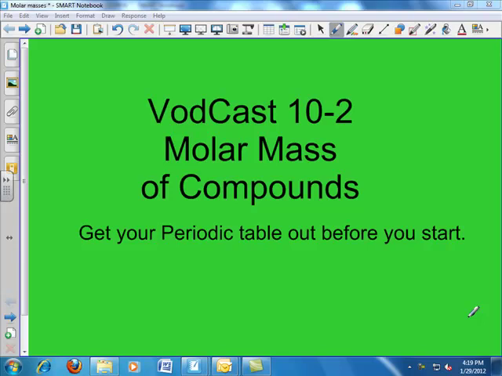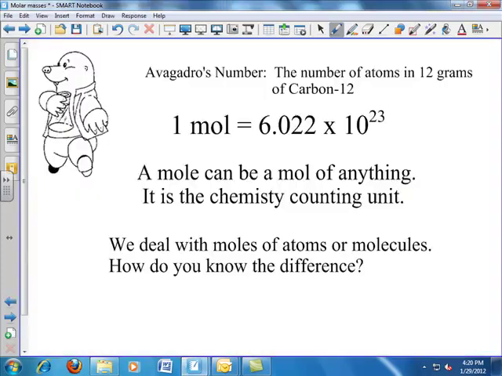Okay, now that you have been able to calculate moles to molecules and molecules to moles, what we're going to look at is the molar mass of a particular compound. So before you even start, you want to have your colored periodic table out. So go ahead and get that out if you have not done so.